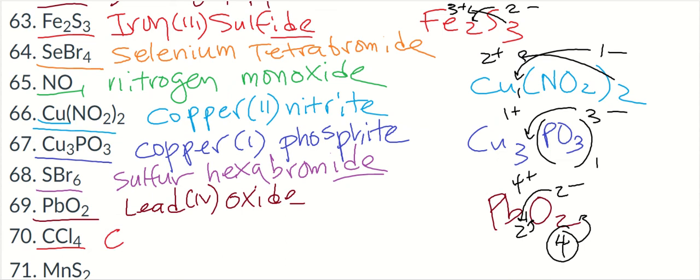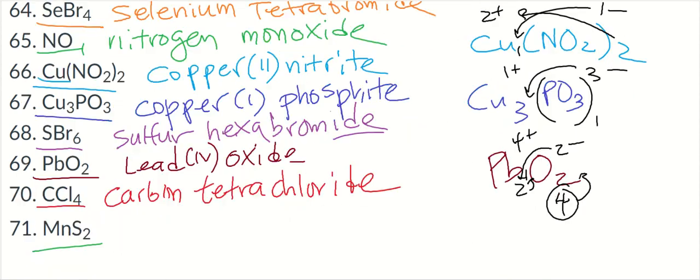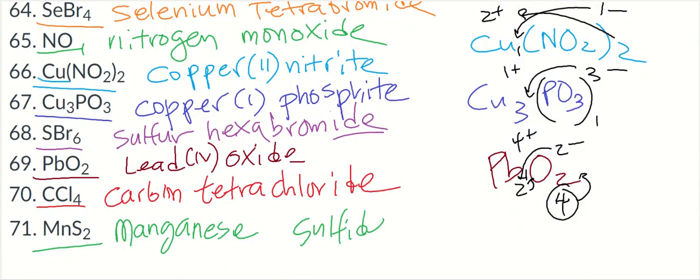2 nonmetals, carbon, tetra, chloride. Last one. Okay, why don't you try, well, you should be trying all these. Manganese, that's how you spell that. All right, now what chart is the transition metal with multiple charges? So I got to figure out one more of these. We know it's going to end in sulfide.